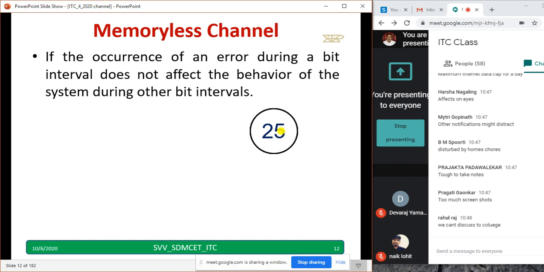Then we'll go to the next. Those who are interested can copy down. Otherwise, they can read it twice and thrice so that they can remember. Okay, let us go to the next slide.